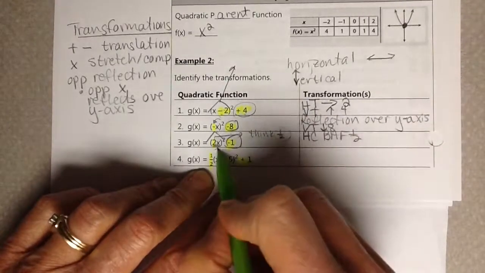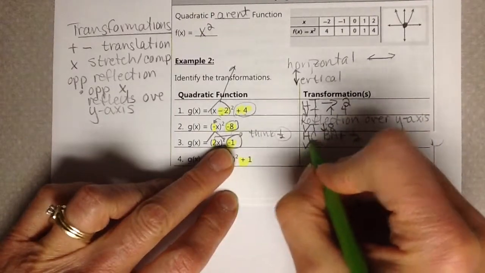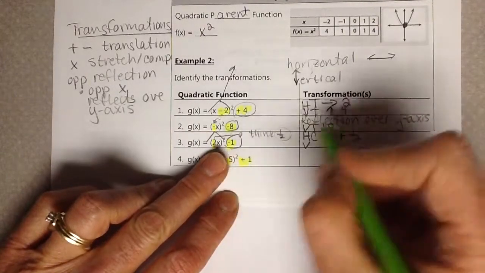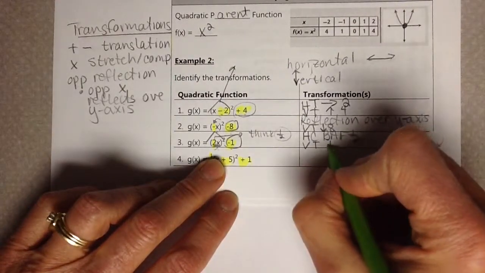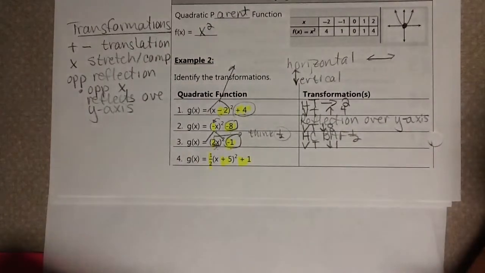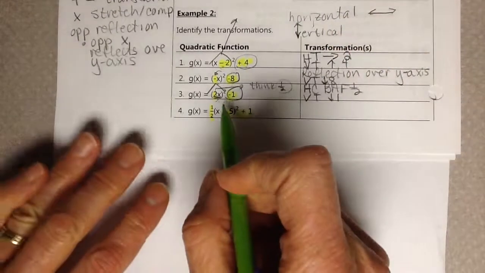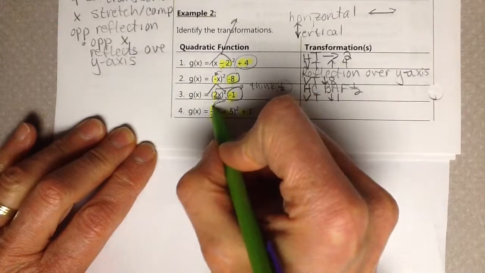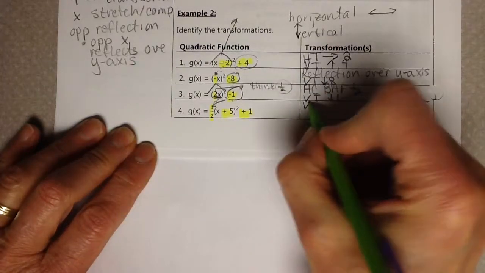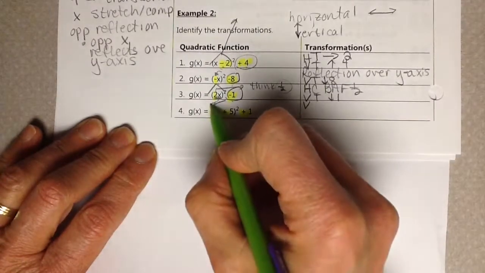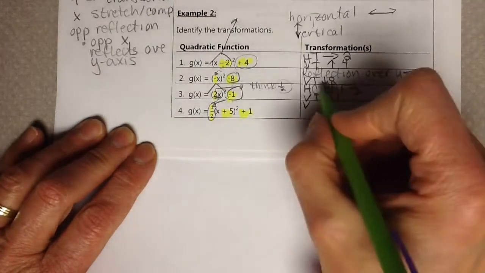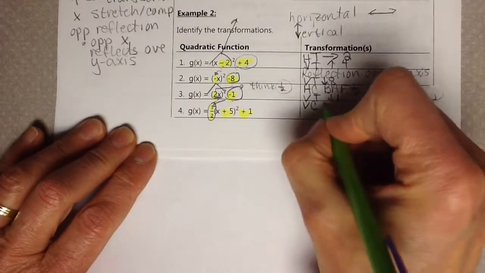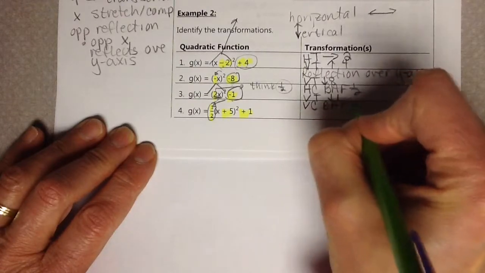And this minus 1 is not in the horizontal house, so that makes it vertical. Because we are subtracting, it's going to be a translation. And it's minus 1, so it's going to go down 1 unit. Okay, we have 3 more to identify. This is not in the horizontal house, so that makes it vertical. We're multiplying. We have to look at the value, which is 1/2. So it's going to be a vertical compression by a factor of 1/2.